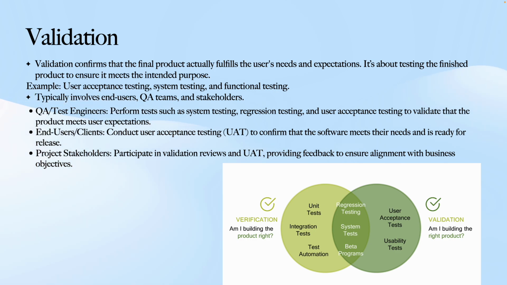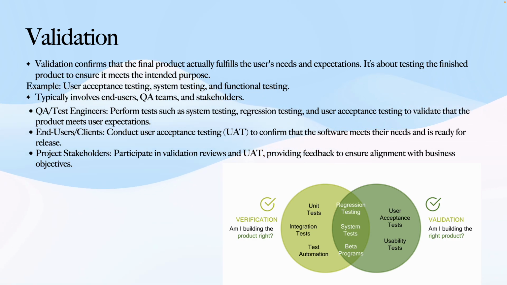We are doing system testing and functional testing as well. Most of the time this validation testing is done by the end user and the QA teams. Sometimes the stakeholder also does the testing to check whether the requirements meet our expectations or not after completing the project. So what kind of testing does the QA team perform? They perform system testing, regression testing and user expectation testing to validate that the product meets the expectation. These are all types of testing which we will see in detail in later videos.